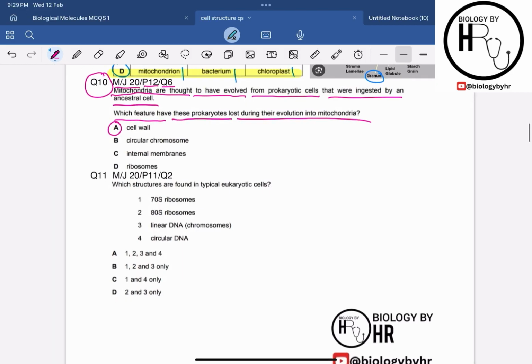How? Because we know that the mitochondrion is a double membrane-bound organelle, right? And it does not have a cell wall. It does have the ribosomes, it does have the internal membranes, it has the circular chromosome, but however it does not have the cell wall. So these prokaryotes basically have lost their cell wall during the process of evolution into the mitochondria, right? I hope that this is clear.